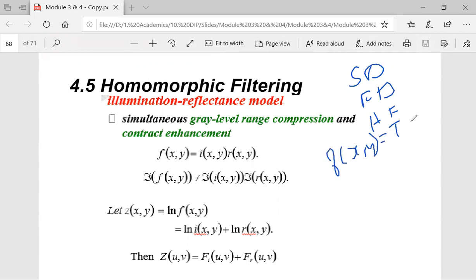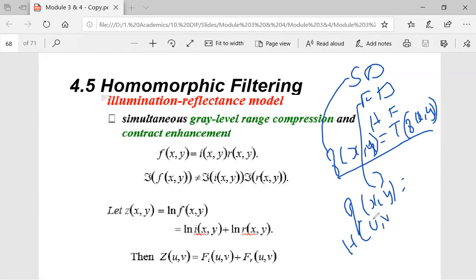Okay, just keep it in mind: f of x comma y is equal to T of f of x comma y. This equation you remember, f of x comma y is equal to T of f of x comma y. So this is a spatial domain equation. For the Fourier transformation, you are multiplying the original image with the filter.